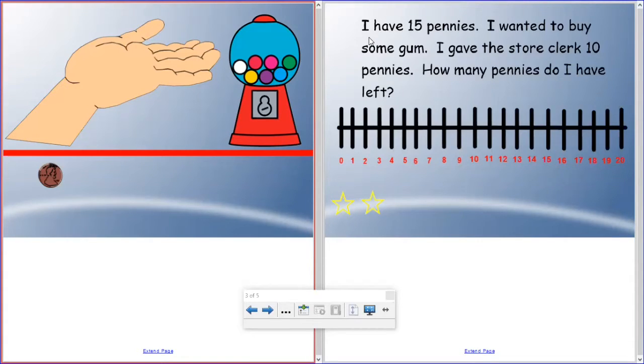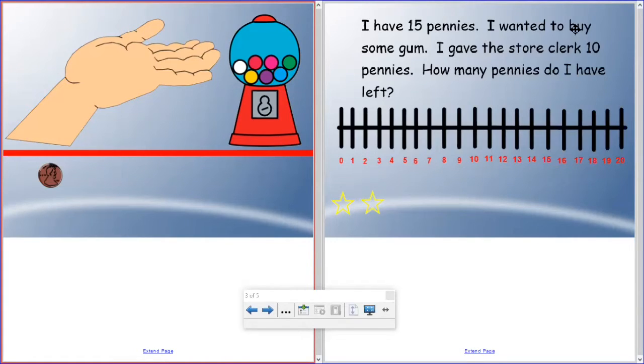Visualizing is when you make a picture in your mind. I have 15 pennies. That sentence is telling me something that I have, 15 pennies. And in my mind, I can see my hand stretched out with 15 pennies in it.